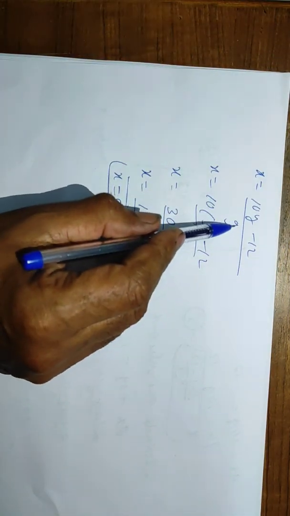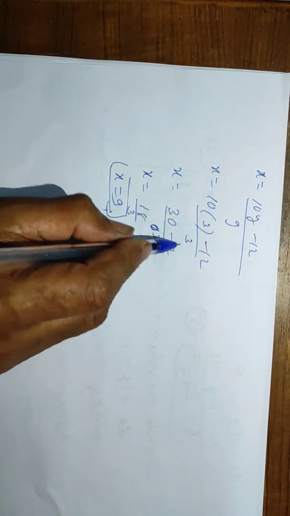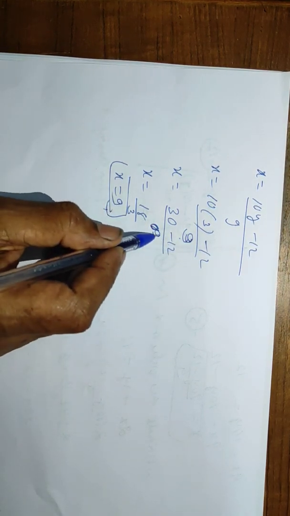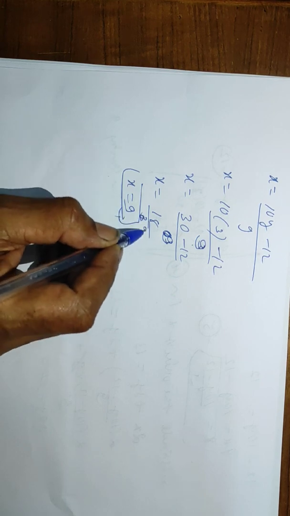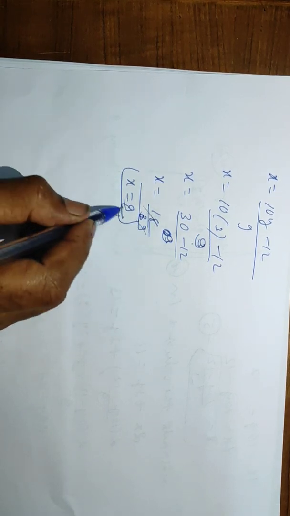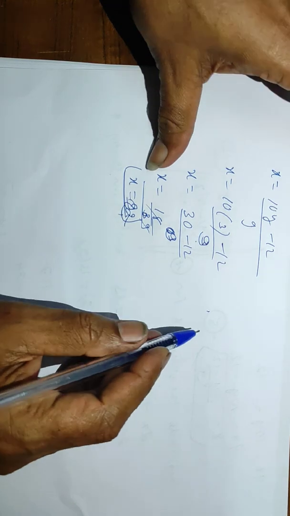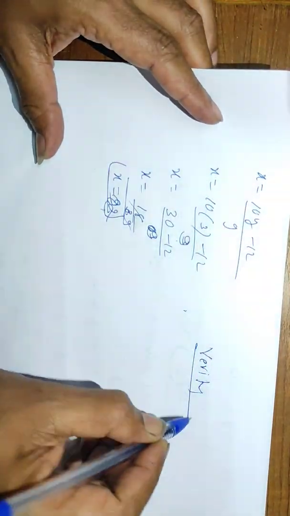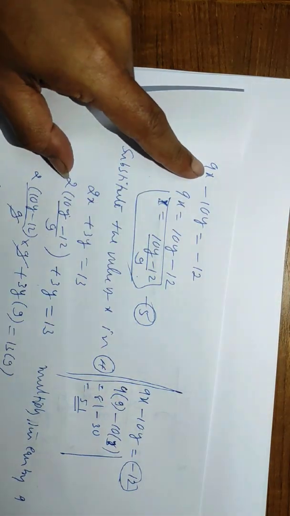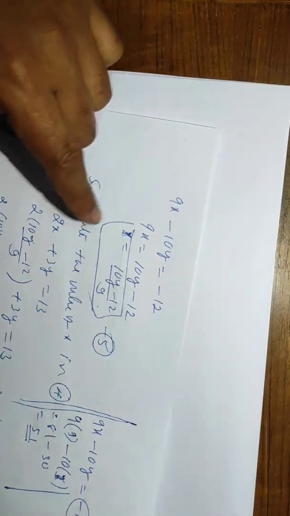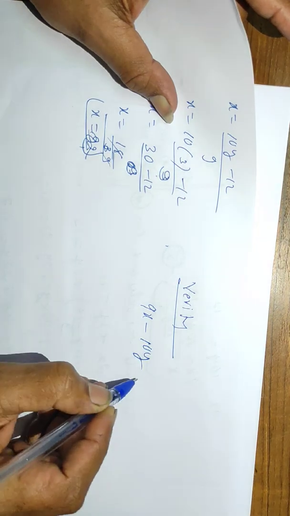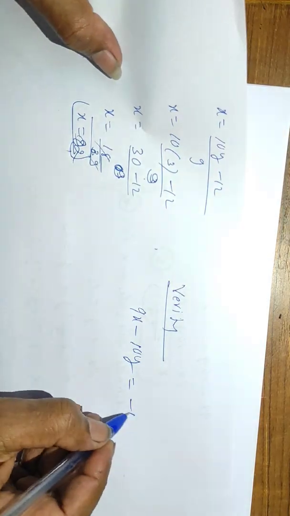Here the LCM is 9, so I have written 3 here. So 9 1s are 9, 9 2s are 18. x equals 2. Now let me verify once again. What is one of the equations you can select? 9x minus 10y is equal to minus 12.